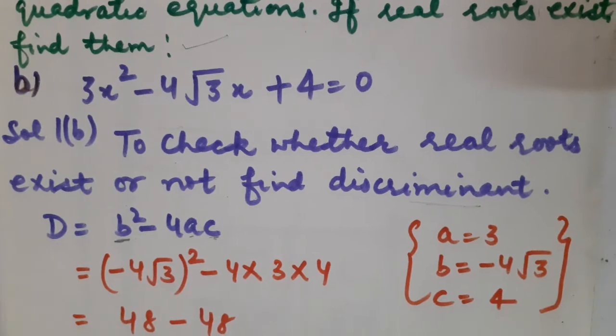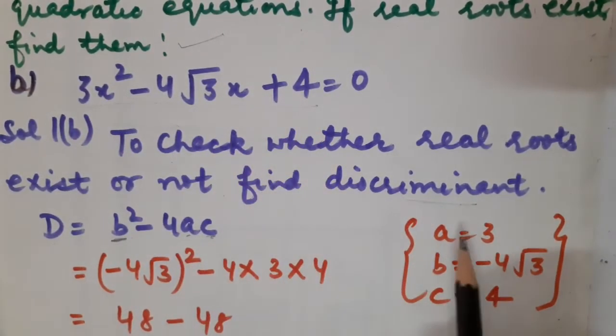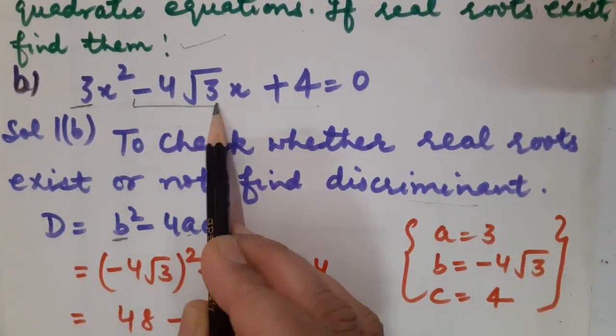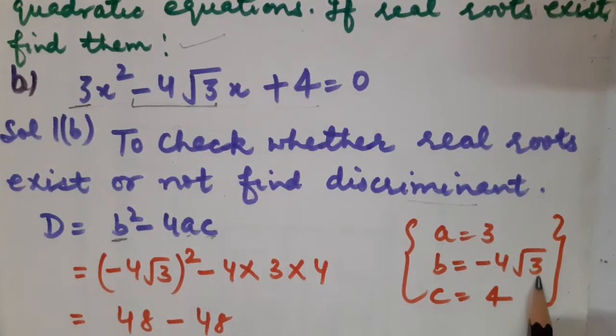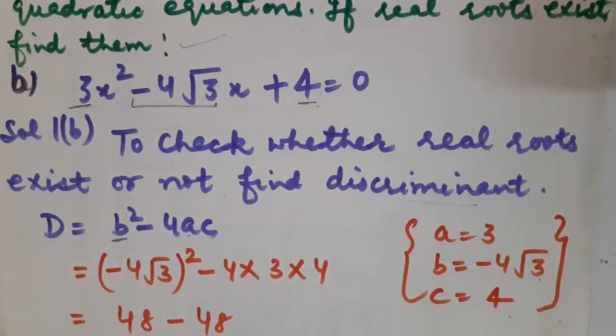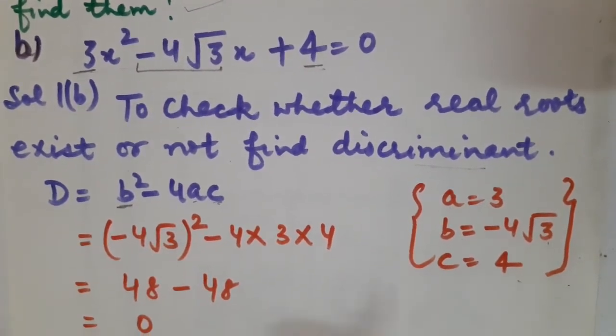So when you compare the given quadratic equation with its generalized form, a will be 3, b will be minus 4 root 3, and what would c be? c will be plus 4. Correct, children? Now I am going to insert these values in b square minus 4ac.